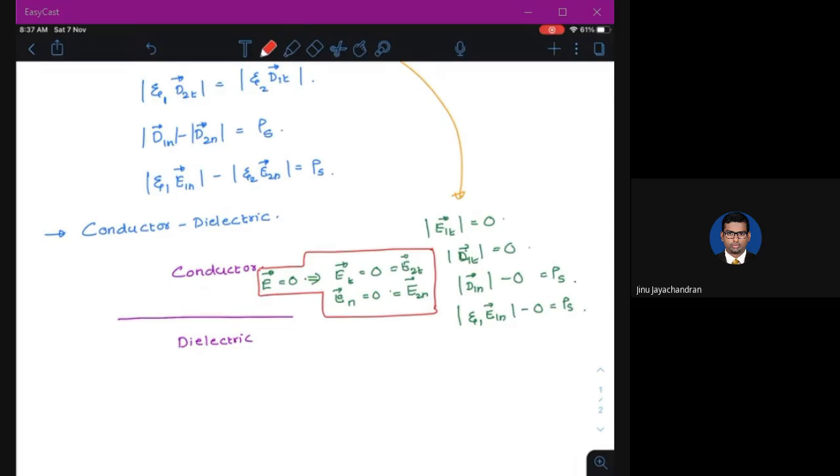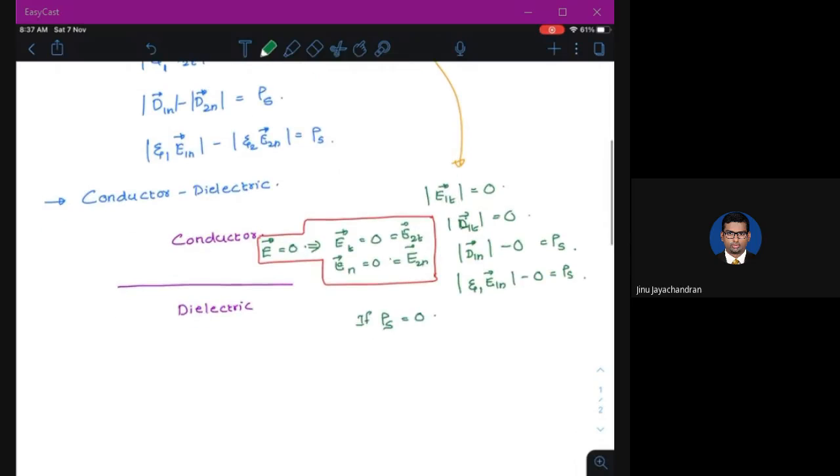Okay. So if rho s is equal to 0, which means surface charge density is 0, then d1n is equal to 0, and e1n will also be equal to 0. So you see that in a conductor dielectric boundary, all the fields vanish. In the dielectric, there is field, but once you cross to the conductor, all the fields will vanish. This is regarding the conductor dielectric boundary.